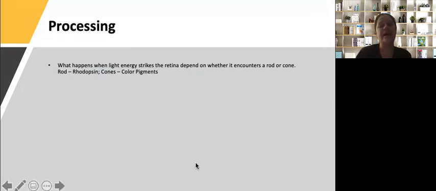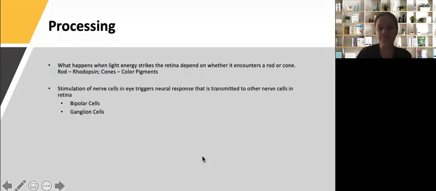So, if the light encounters rods, it produces the chemical called rhodopsin. And in cones, these chemicals are just called color pigments, right? Because the cones are associated with color perception. In both cases, these stimulations of either the rods or the cones are going to produce some chemical that's then transmitted to other nerve cells in the retina.